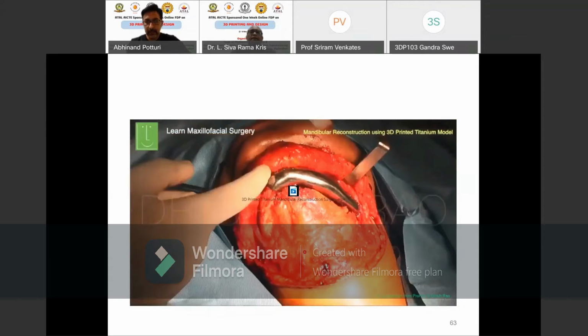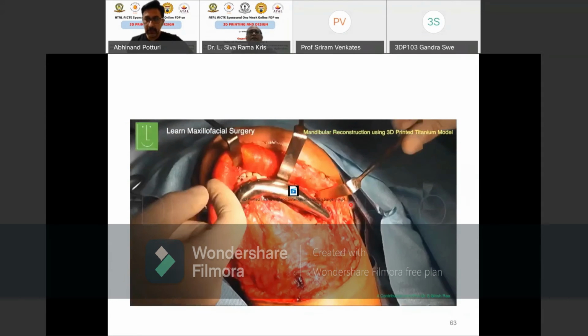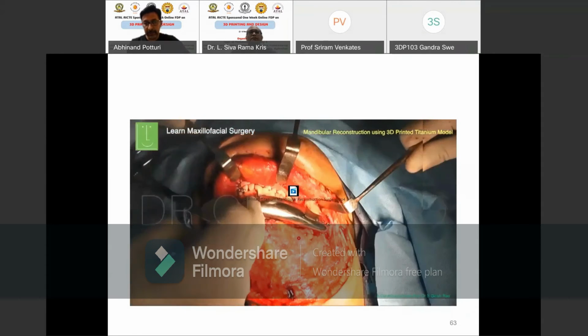That is made of titanium, sir? Titanium, yes sir. It is a biocompatible metal, sir. It will not cause any harmful reaction in the patient's body.